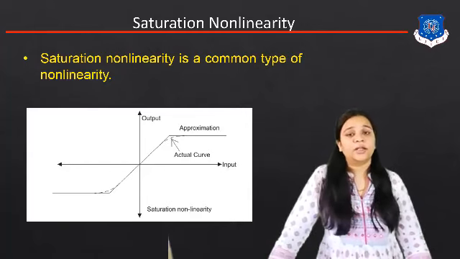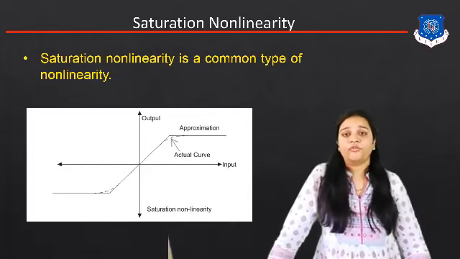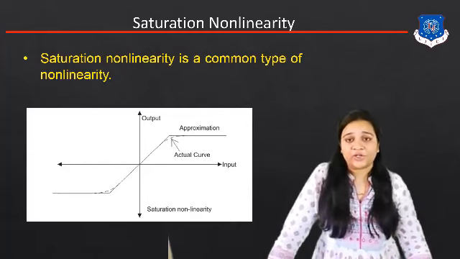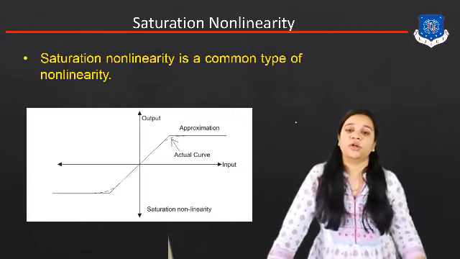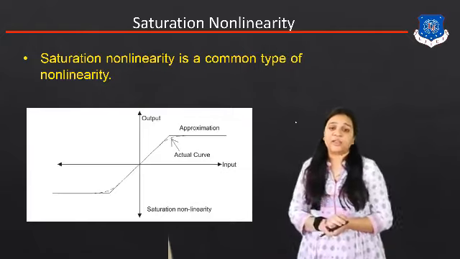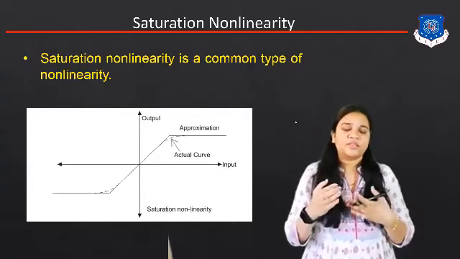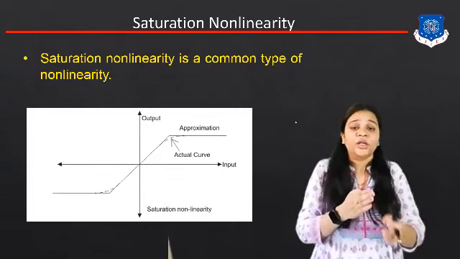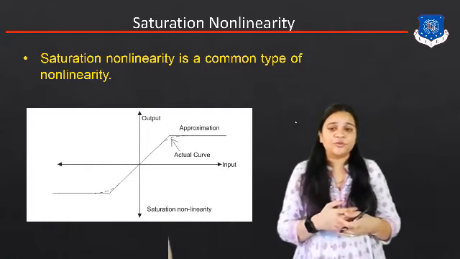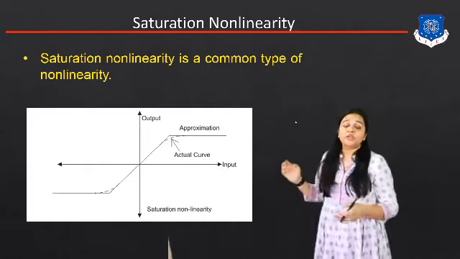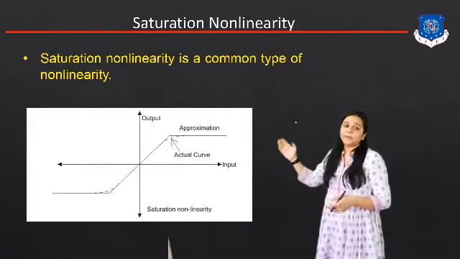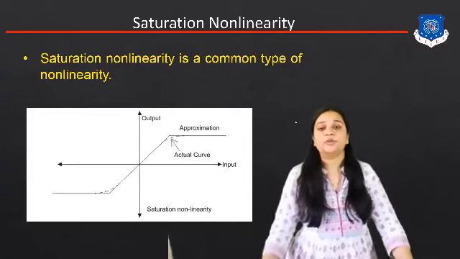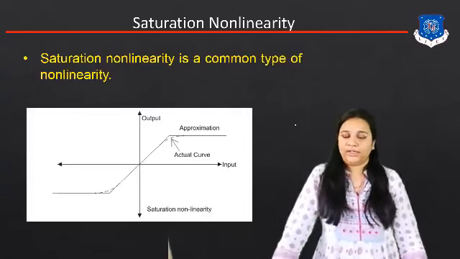In this graph, the input is plotted versus the output. This is the actual curve of this non-linearity, and we can get some approximate value. We can change some values depending upon the different types of mechanical components we use. So if we get this type of graph, this type of non-linearity is known as the saturation non-linearity.